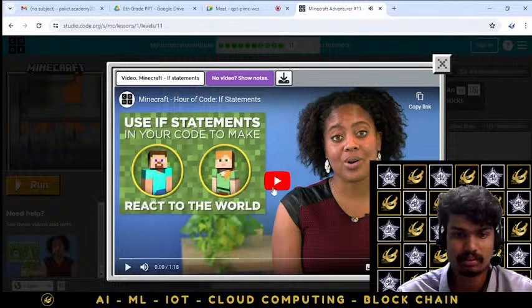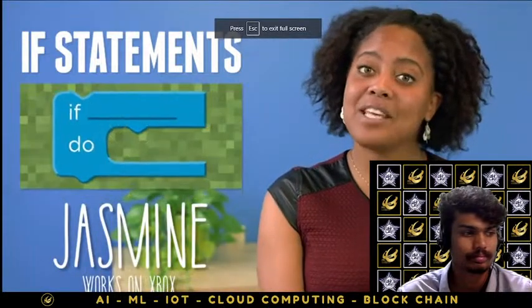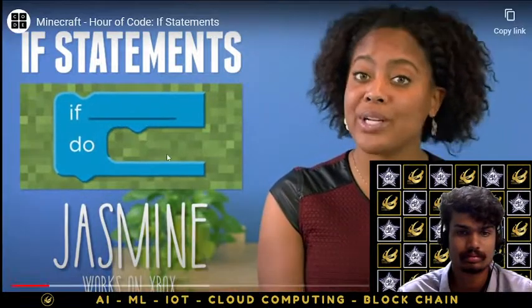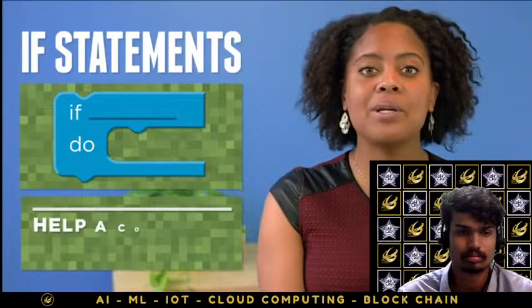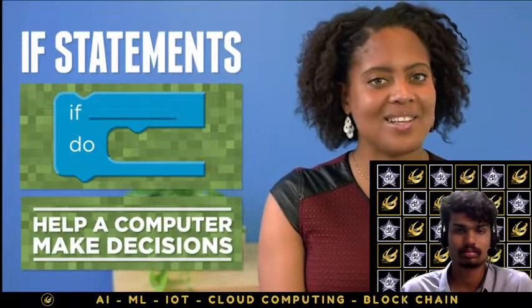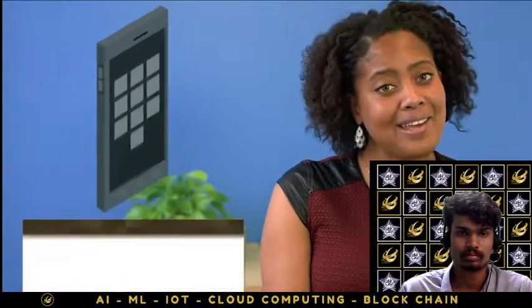We are learning about if statements now. Now we're going to learn about if statements. If statements are a fundamental part of learning to program. They help a computer make decisions. All computers use if statements, including my phone. For example, when I unlock my phone, it runs some code that says, if I enter the password correctly, then unlock the phone. Otherwise, it shows an error message.